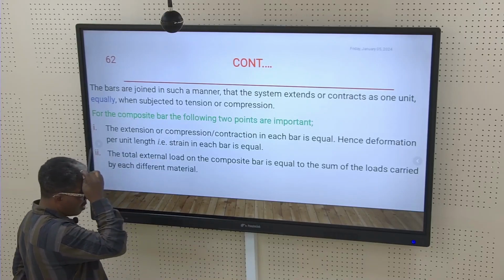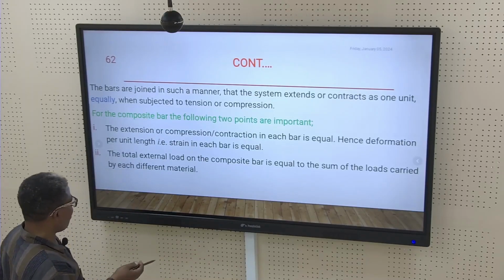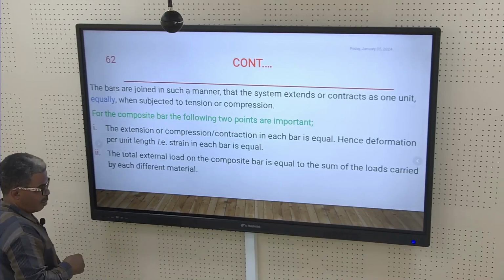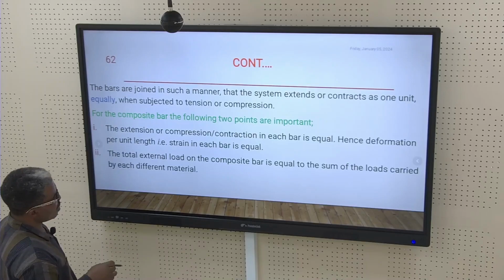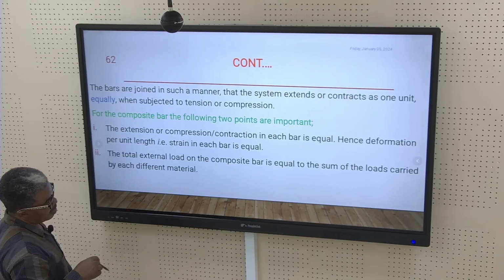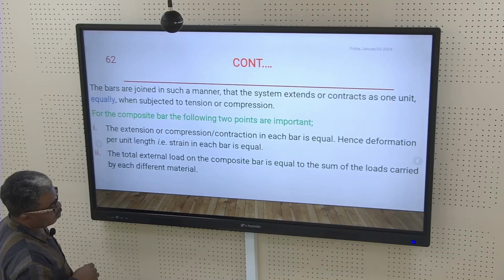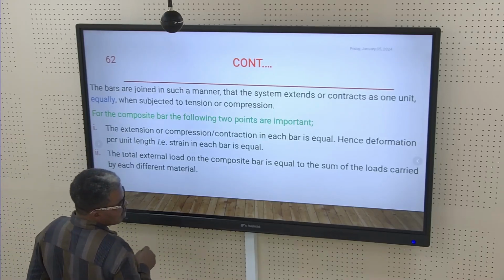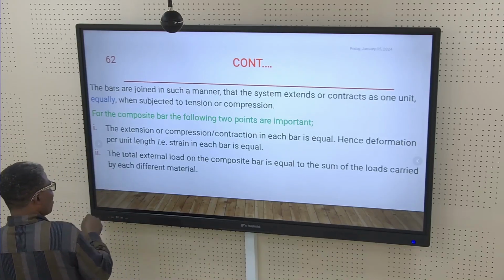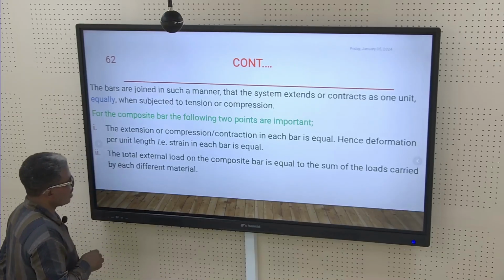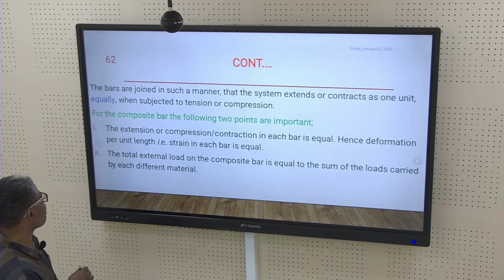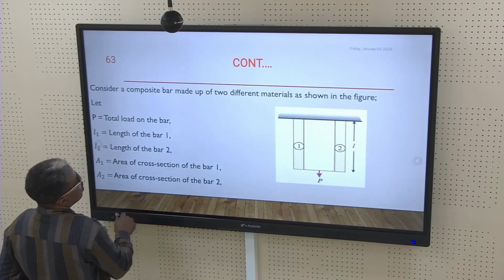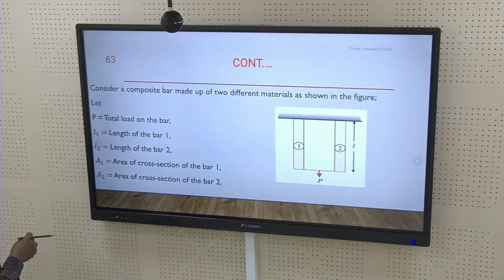That means if you have got three materials, you have to add their loads and the sum must be equal to the total external load. The resisting forces provided by the materials would be summed and equated to the total external force subjected to. Let's see now the composite bar. One can come up with that kind of formula.